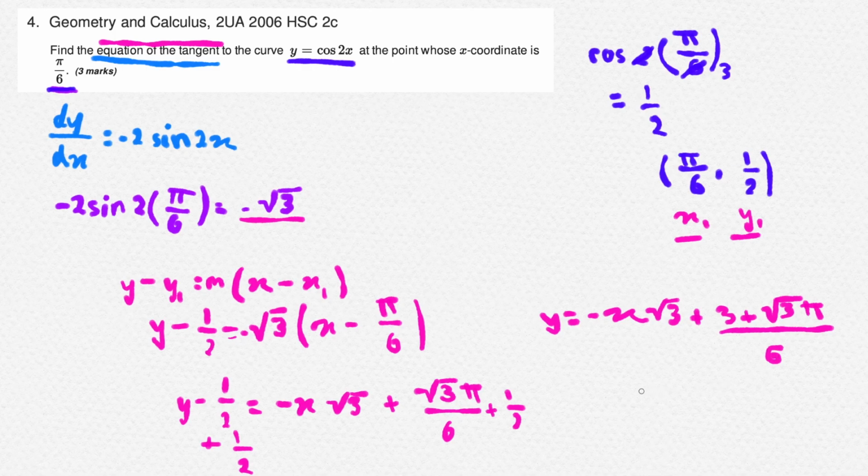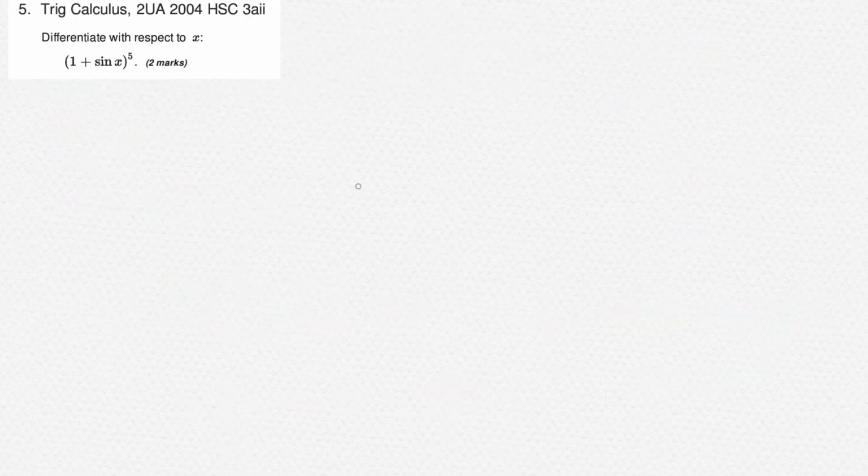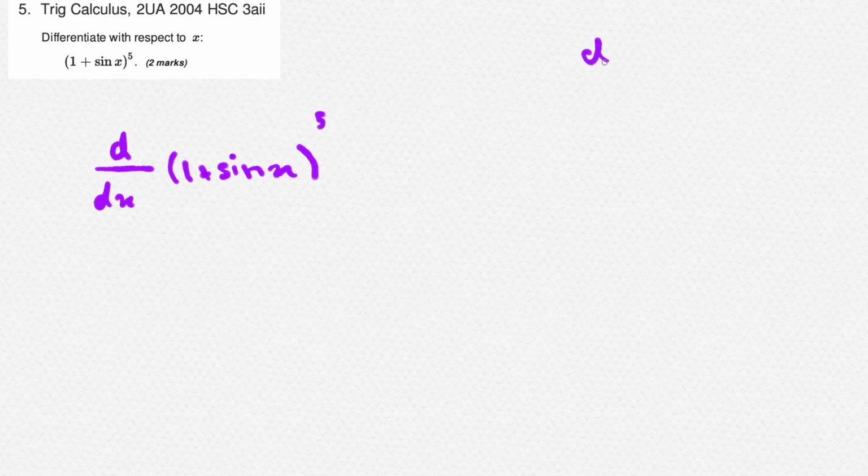Now let's try a different question. Differentiate with respect to x, 1 plus sine x to the power of 5. Now for your working out, your first step should always show you are differentiating the given value. So let's write this down. D over dx, open bracket, 1 plus sine x, close bracket, to the power of 5.